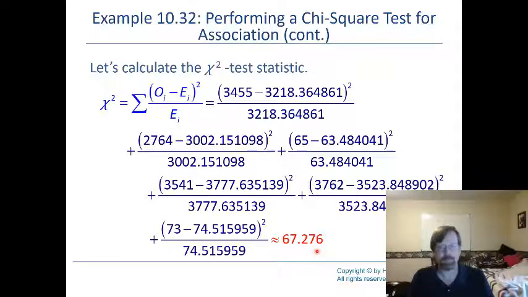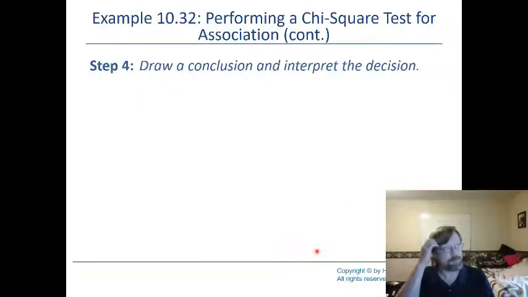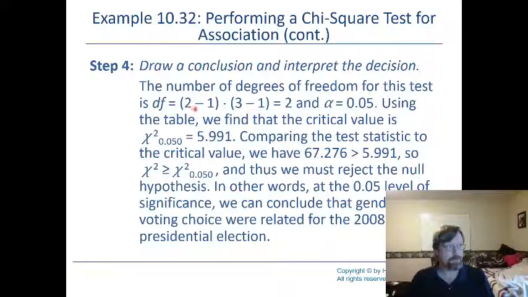Okay, so first we need degrees of freedom. We had 2 rows and 3 columns. So we've got 2 degrees of freedom and a 5% significance level, alpha 0.05. We find the critical value is 5.991. Our calculated value is much greater than 5.991, so we must reject the null hypothesis. So at the 95% confidence level or 5% significance level, we can conclude that gender and voting choice were related for the 2008 election.